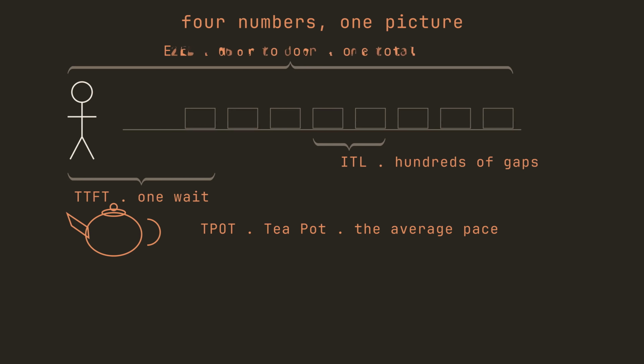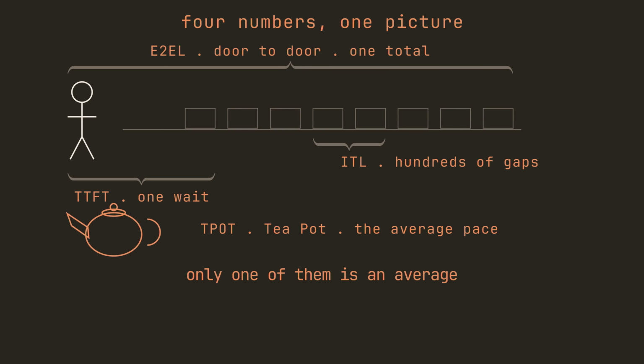So which one of those 4 is an average? Only the TPOT, right? The other 3 are a single weight, a gap you measure hundreds of times, and one total, which makes the TPOT the one that can look perfectly calm while somebody sits there for 25 seconds. If one thing from today survives the week, I'd like it to be that one.